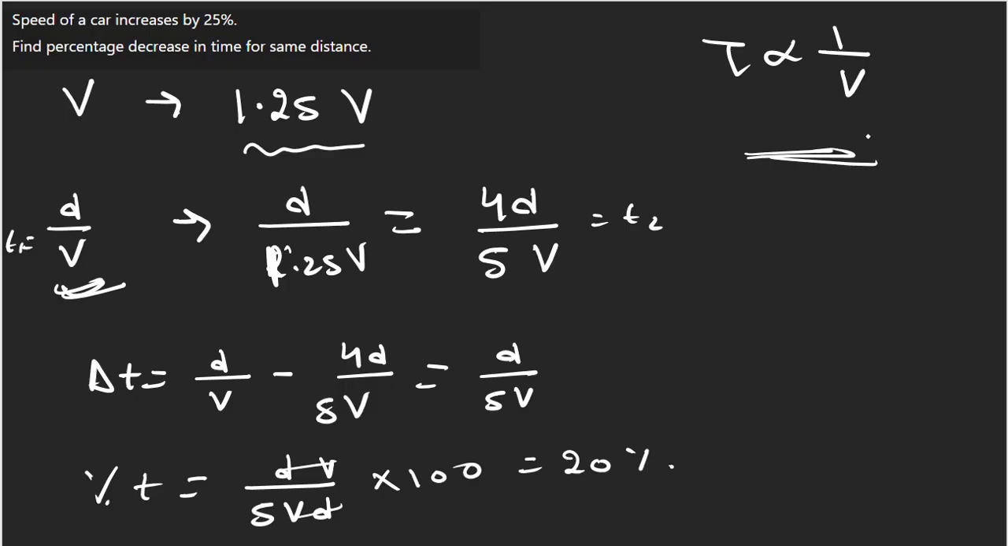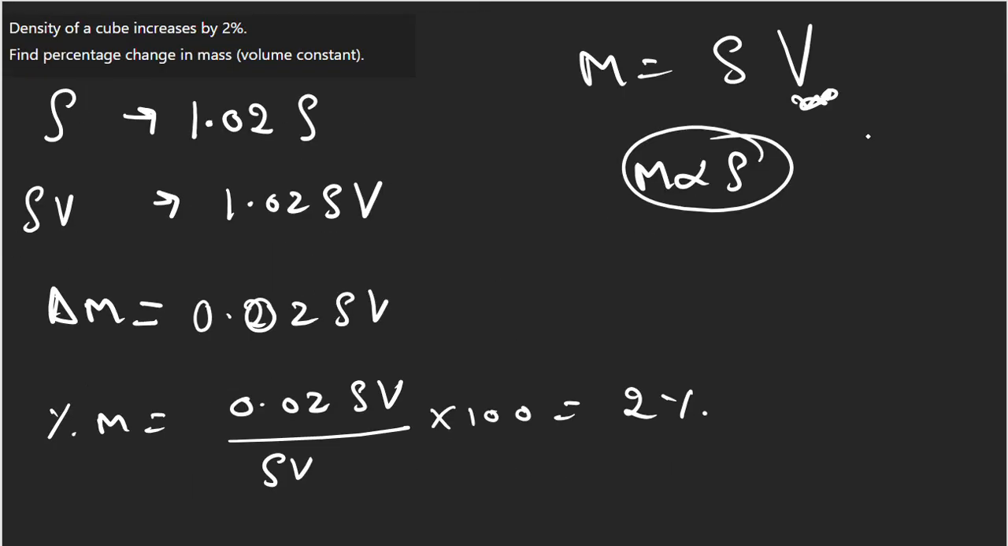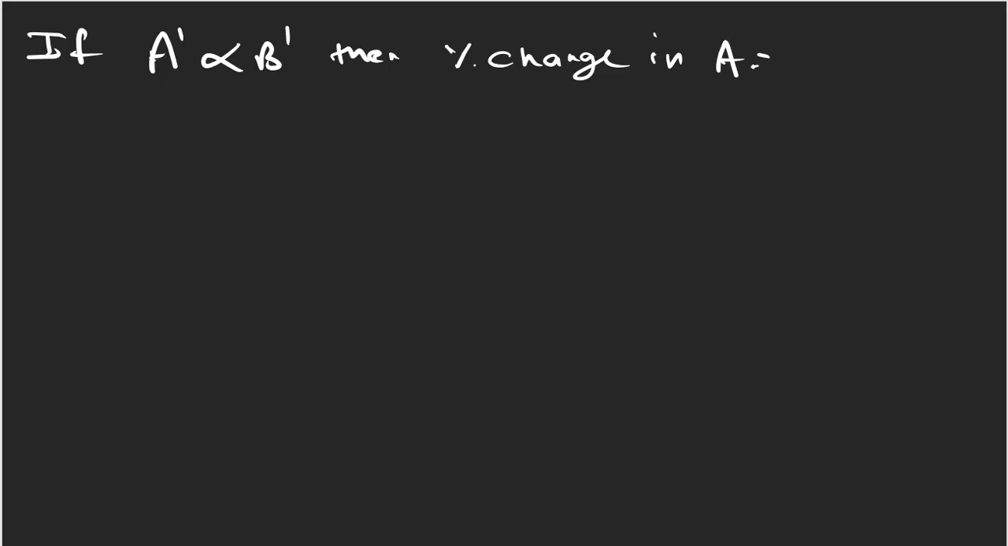Always remember this line. If two quantities are directly proportional to the power 1, it's not like if m varies as rho to the power 2, then they will not be equal. But if m to the power 1 varies as rho to the power 1, or we can write this statement too, if a to the power 1 varies as b to the power 1, then percentage change in a is equal to percentage change in b. Clear? I hope you all will remember.